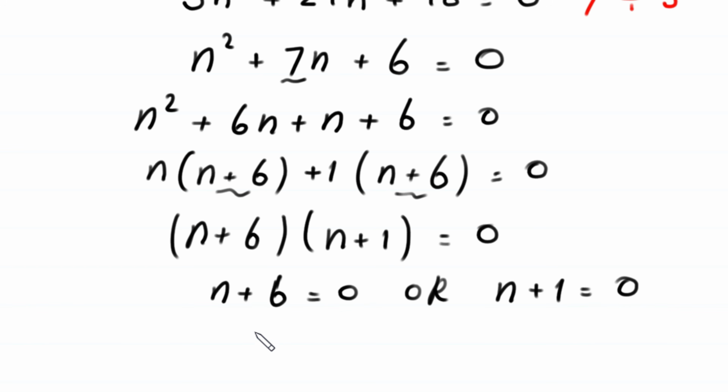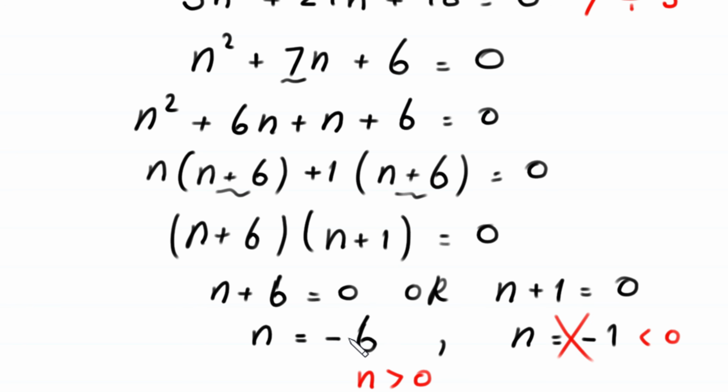From this equation we get the value of n equal to negative 6, and from this equation we get the value of n equal to negative 1. Since n must be greater than 0, this n negative 1 is less than 0, this will be rejected. This negative 6 also less than 0, this will also be rejected. So from this second case we have no solution, no positive integer solution.